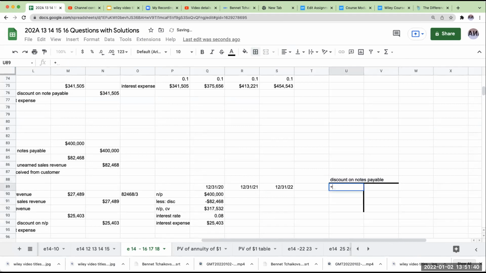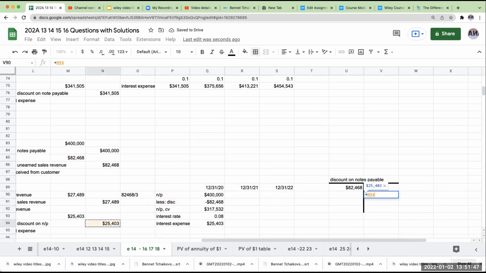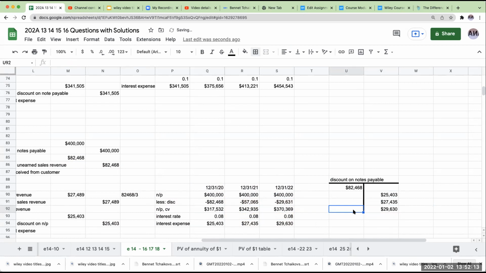So my discount on notes payable started out over here with a balance of 82,468. I amortize the first part over here to interest expense. Let's go ahead and do this for the final 2 years. My discount is now going to be 82,468 minus the 25,403. And so when I take this, I get 27,435 and then 29,630.